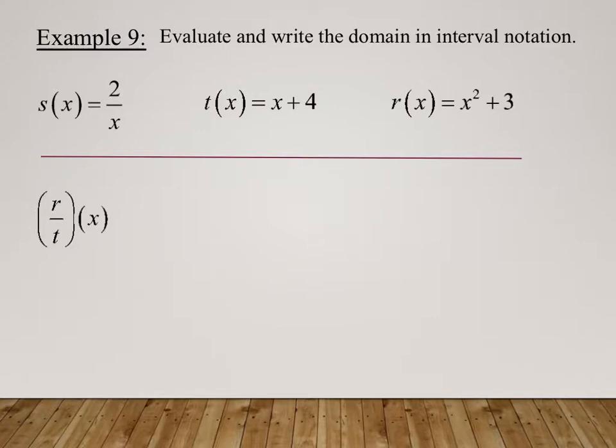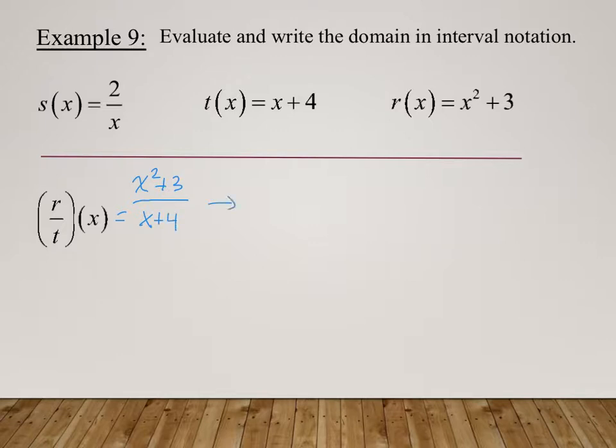So in example 9, we want to evaluate and write the domain in interval notation. So we're going to look at the first function, and then I'm going to add a function onto this. So these are the 3 functions we're working with, and the function we're going to evaluate and write the domain for is r over t of x, right? So r in this case is x squared plus 3, and we're going to divide by x plus 4.